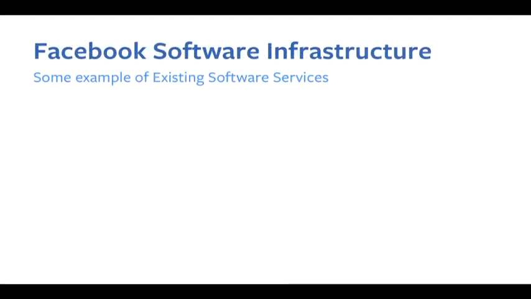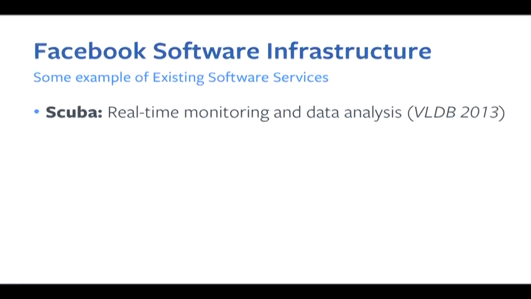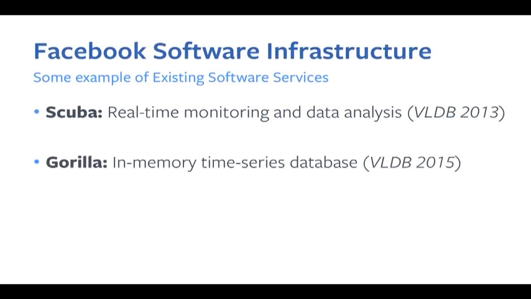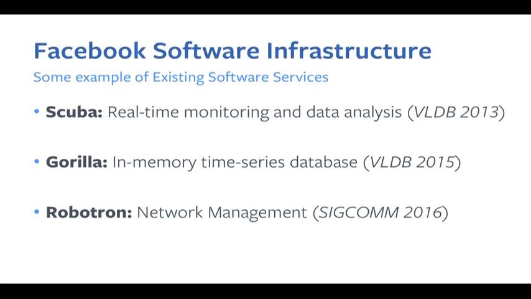To give an insight on which existing software FBOSS interacts with, here's a brief example of existing software infrastructure at Facebook. First is Scuba, a real-time monitoring and data analytics engine presented at VLDB 2013. Second is Gorilla, an in-memory time series database presented at VLDB 2015. And most importantly, last is Robotron, a network management system presented at SIGCOMM 2016. Robotron is responsible for managing network configurations, operations, and sending and receiving monitoring data.